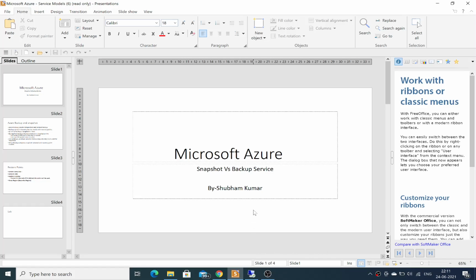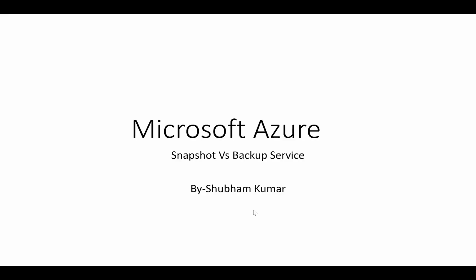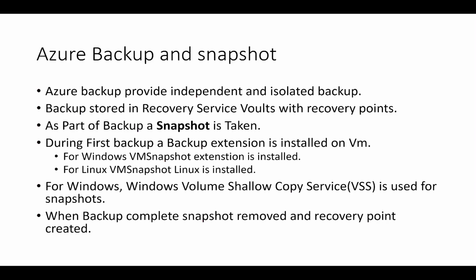First of all, whenever I configure our policies inside a recovery vault to create a backup, what it does is first take a snapshot of your current virtual machine's operating system hard drive or your data disk hard drive, and then save it into your recovery vault. So how does it take the backup?